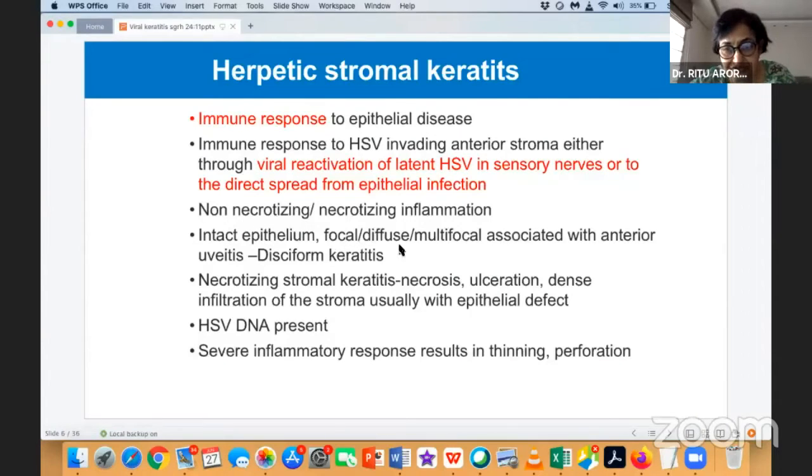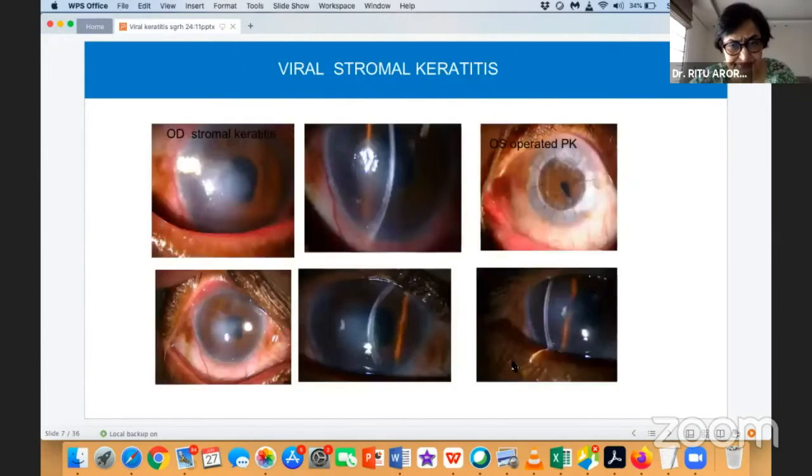There is a focal or a diffuse multifocal form associated with anterior uveitis, which may be typically in the form of a disciform keratitis. A necrotizing stromal keratitis is invariably as if we have pus in the cornea, with very severe necrosis, ulceration, and dense infiltration, and the eye is very inflamed in those cases. So you have to differentiate whether you are dealing with a bacterial keratitis. Here, HSV DNA may be present, while I've seen a few cases of necrotizing keratitis with a severe inflammatory response, and it may result in thinning and perforation.